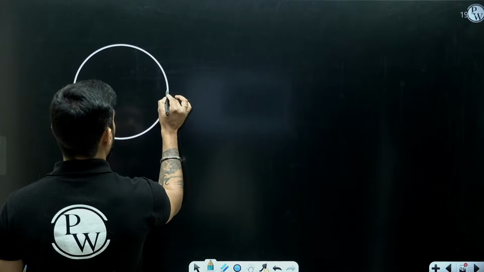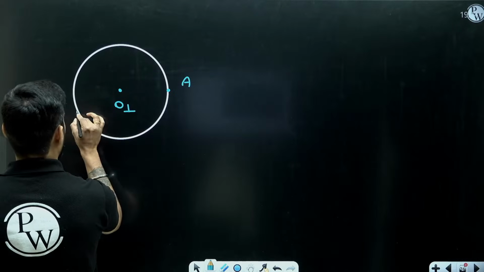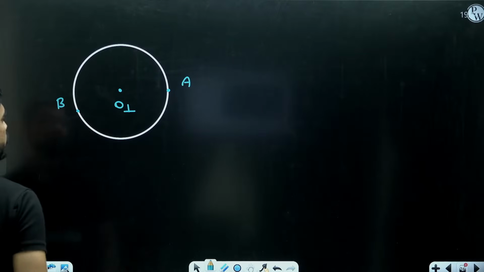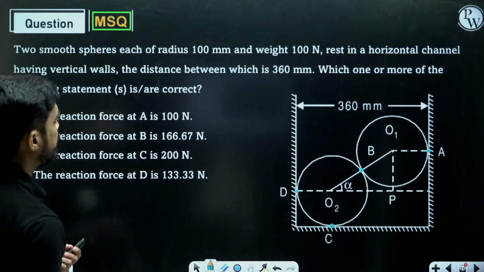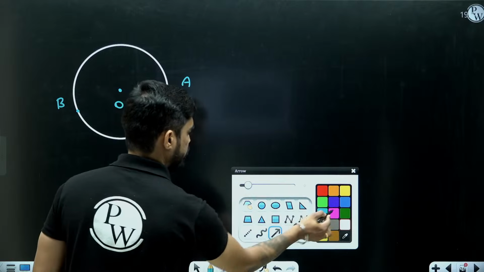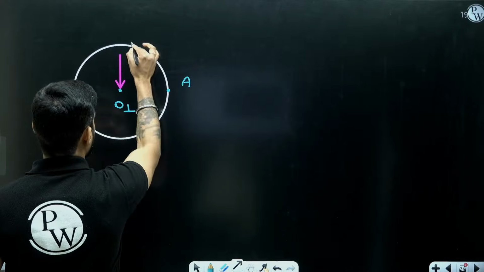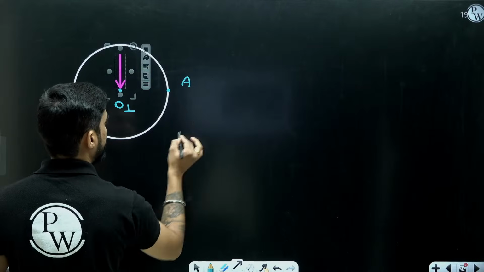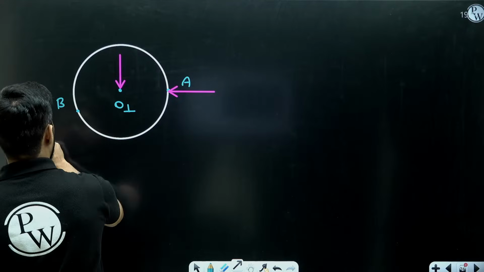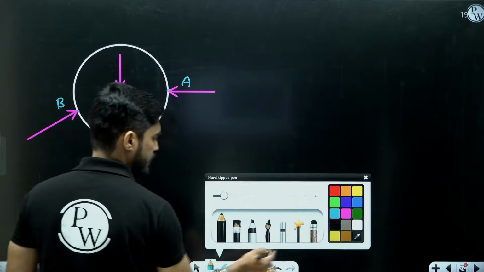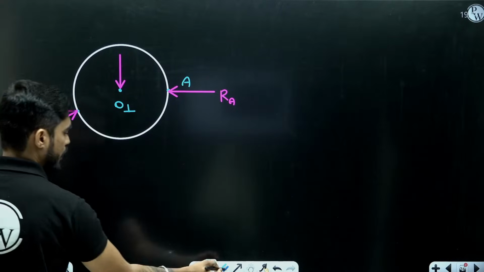This is point A, this is O1, and this is point B. Now the spheres have a weight of 100 Newton, so weight of 100 Newton acting here. There will be a reaction at A normal to the surface. So the wall is horizontal, and there will be a reaction at B like this. So this is RA and this is RB.